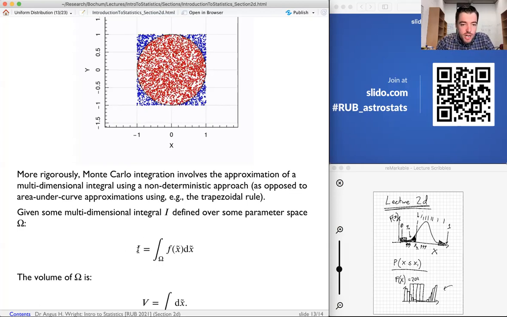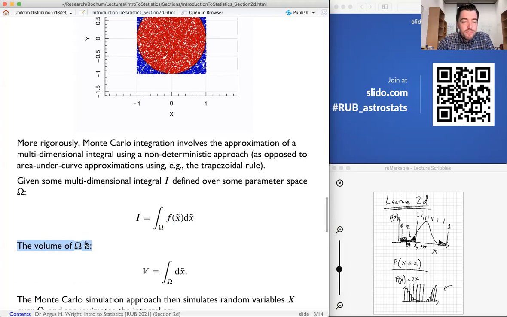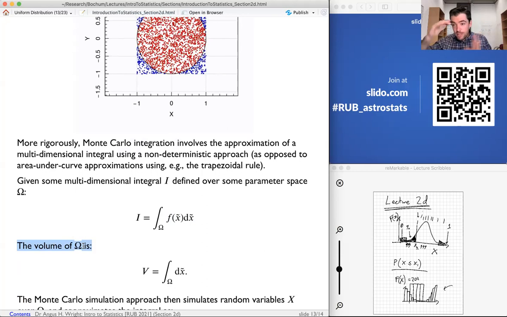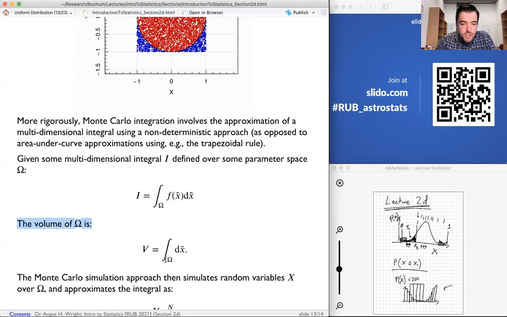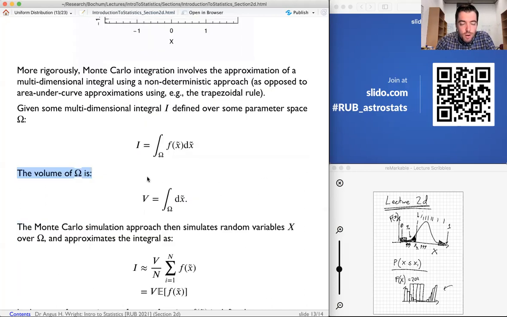You can basically generate an estimate of the multi-dimensional integral I by integrating over some parameter space, omega, given this distribution function, given this acceptance function f of x dx. The volume is the prefactor term that I said was missing above because I wasn't integrating over a unit square, which I should have been doing, which was naughty of me. The volume prefactor is the integral over the entire parameter space that we're interested in.